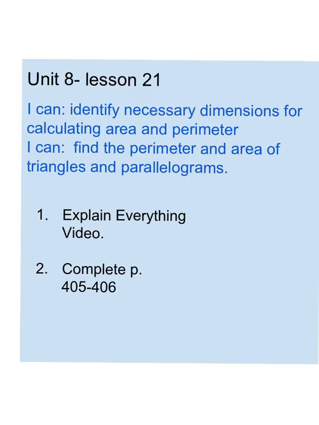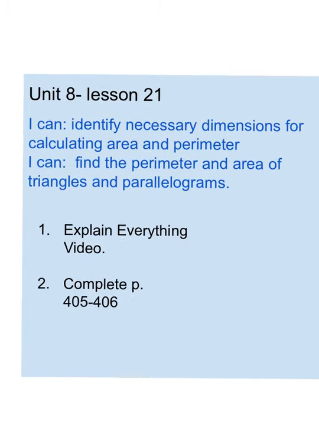Okay, so this is Unit 8, Lesson 21, and it says I can identify necessary dimensions for calculating the area and the perimeter. So you have to figure out what numbers do you want to use. And also I can find the perimeter, and that's the amount on the outside of a shape. So a perimeter goes all the way around. And then area of triangles and parallelograms, and the area is the amount of space on the inside of a shape with no gaps or overlaps.